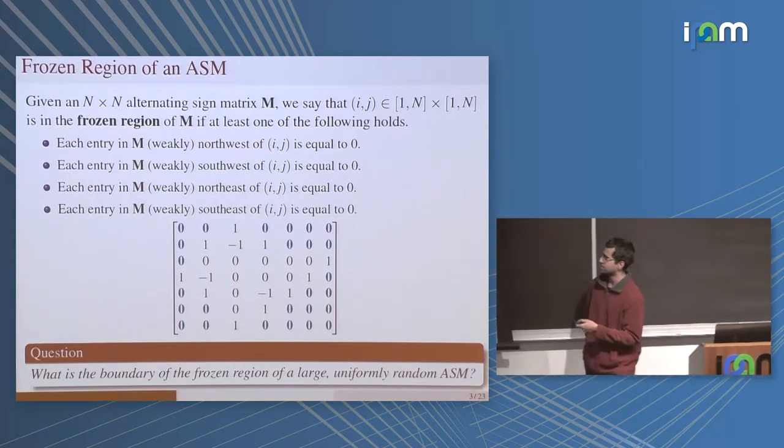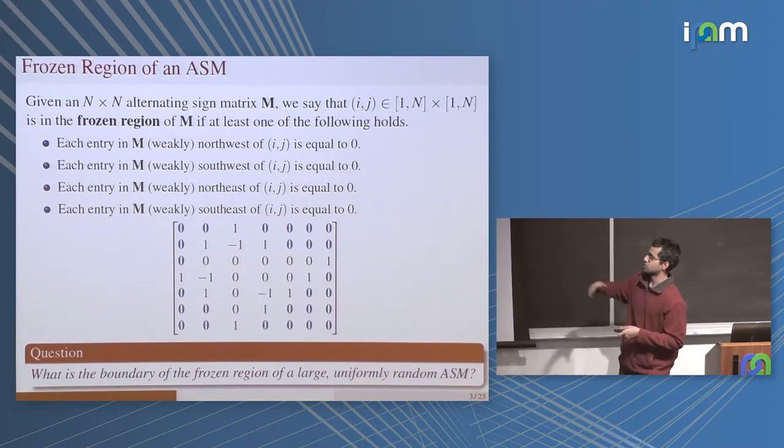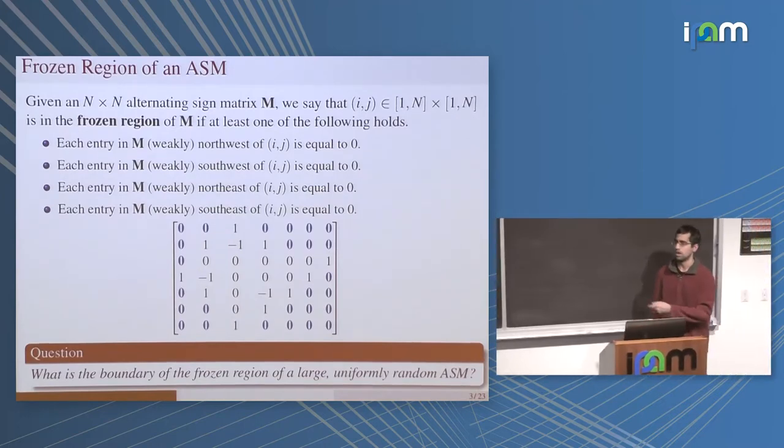So we'll define a frozen region of M, and it's probably easiest to see by the picture. But what I'll say is that an entry ij is in the frozen region of this Arctic boundary if one of its quadrants is fully packed with zeros. So for example, here this zero, its northeast quadrant is all full of zeros. At this point, its southeast quadrant is all zeros. Here it's again southwest, and here, if I look at this zero, the northwest quadrant is packed with zeros. However, if I look at this zero, none of its quadrants are full of zeros. For example, I see a one here, a one here, a one here, and a one here. So this is what I just defined to be the frozen region of an ASM.